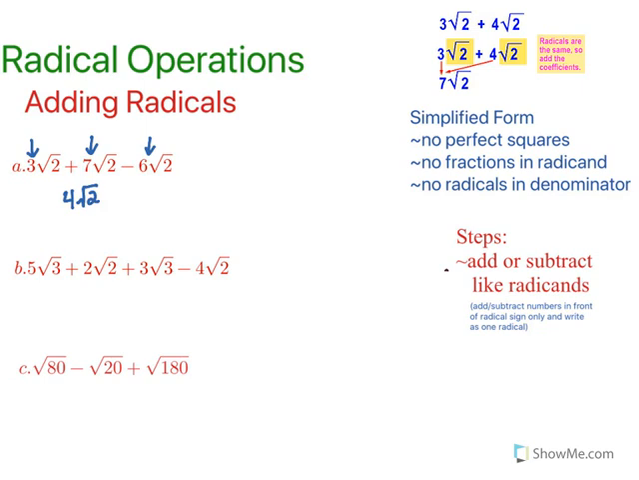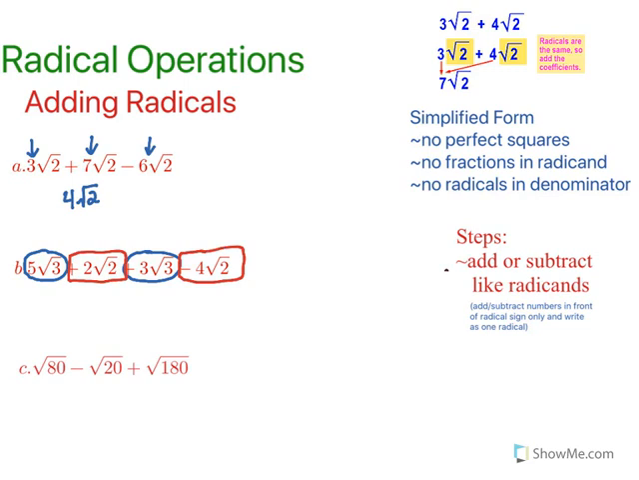When we look at B, we have 5 square roots of 3 plus 2 square roots of 2 plus 3 square roots of 3 minus 4 square roots of 2. Here we have two sets of like terms. We have 5 square root of 3 and 3 square root of 3 because they have a like radicand of 3. And we also have 2 square roots of 2 and 4 square roots of 2 because they have a like radicand of 2. Now let's combine them.